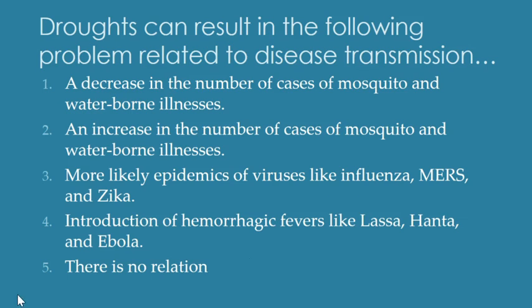Well, interestingly enough, you can actually get an increase in the number of cases of mosquito and waterborne illnesses because droughts result in standing water. And shallow standing water can be very warm and can become stagnant easily. And so you can get some of the same problems with mosquito and waterborne illnesses that you see in flooding. So it's kind of an interesting thing there.